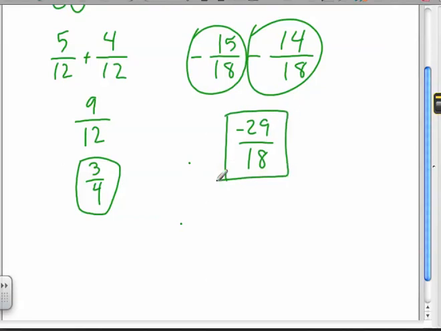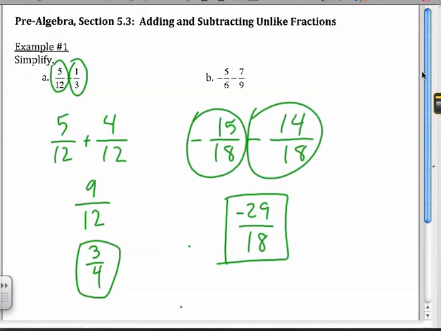Beautiful job. Question, Will R. How did we get the 18? You know, we kind of jumped ahead here. We were looking at 6 and 9. And I said, what's the smallest number that they both go into? And they came up with 18. Okay? Now, if I needed to, Will R., and it's a good question, if I needed to find out, we know how to find a least common multiple, don't we?